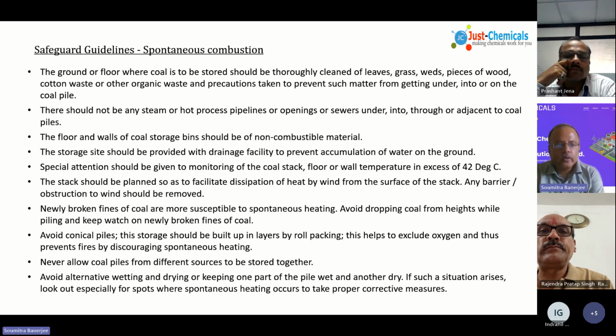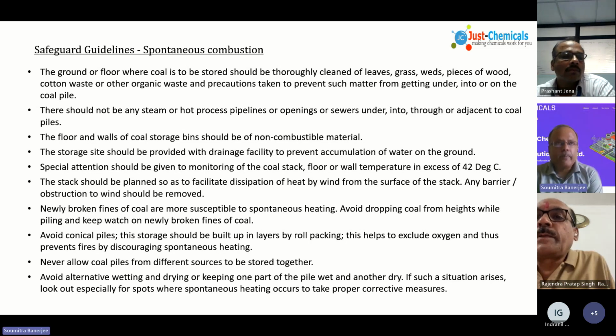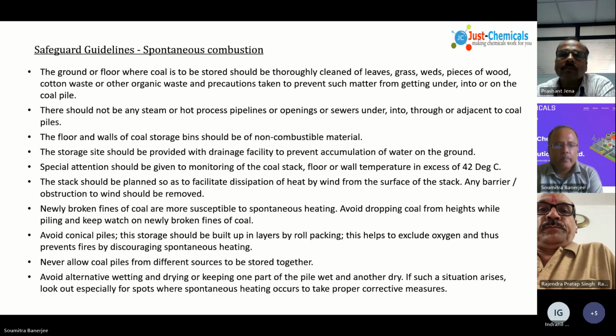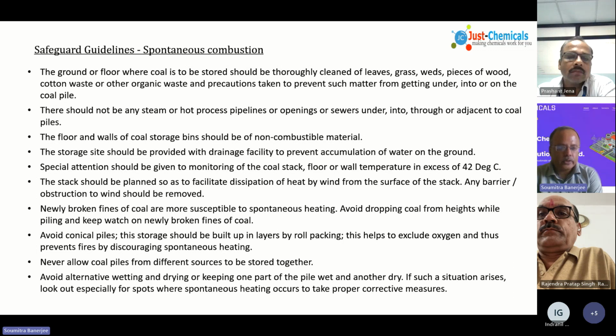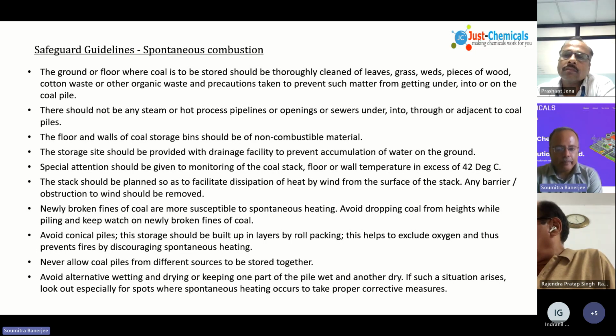So as I told you earlier, smaller particles of coal will release carbon and VM faster, but it will also cause faster spontaneous combustion. So we need to avoid dropping the coal from heights. We need to avoid conical piles. The storage should be built up in layers by roll packing. Roll packing is good, and normally in bigger power plants, roll packing is used regularly. This helps to exclude oxygen and thus prevents fire by discouraging spontaneous heating.